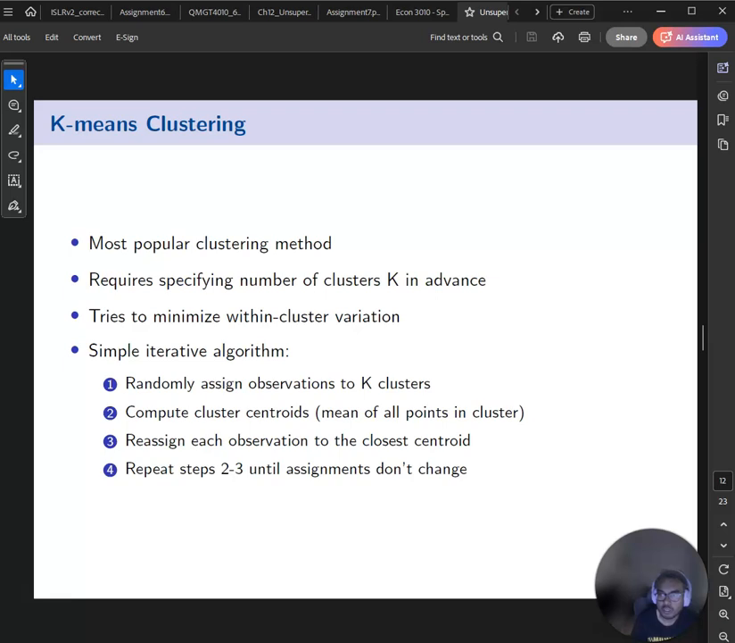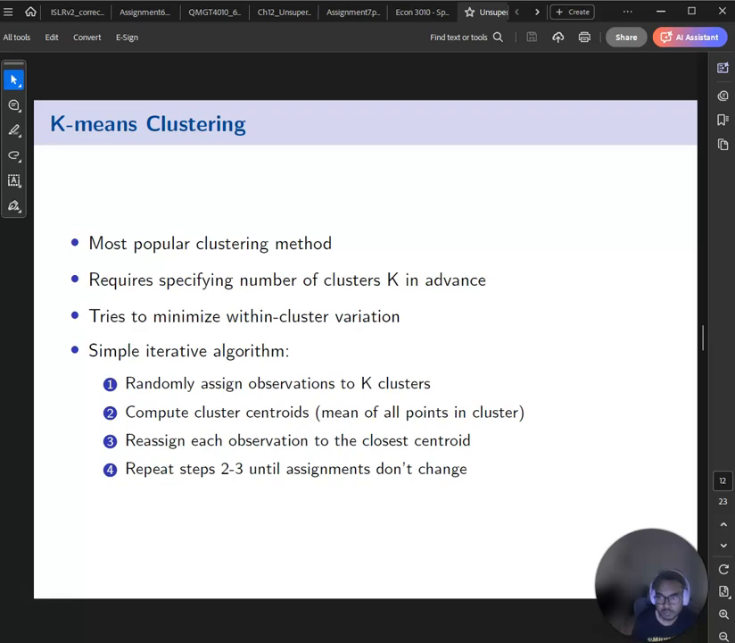One of the most popular clustering methods is k-means clustering. It's relatively simple to understand and implement, which partly explains its widespread use. K-means requires us to specify the number of clusters k in advance. This is both a strength as well as a limitation. You need to have some idea about how many natural groups exist in your data. The fundamental goal of k-means is to minimize the within-cluster variation. We want each cluster to be as tight and compact as possible, with observations grouped around its cluster center.